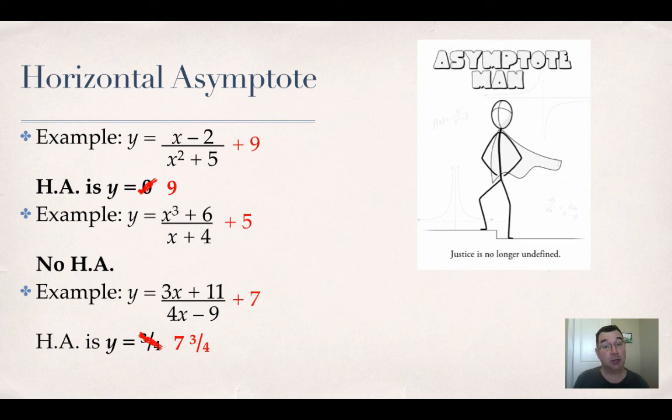So that is a brief look at asymptotes, both vertical and horizontal. We're not going to worry ourselves with any other kind of asymptote in this course.